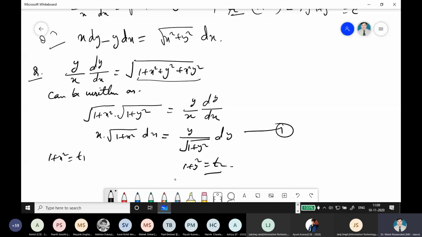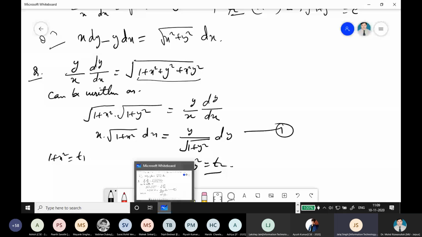Otherwise, I will do it. If you cannot, there is a simple way, because more than 50% of the hints I've already given. I can do it. One more question you have also given: x dy by dx equal to y in bracket log y minus log x plus 1.